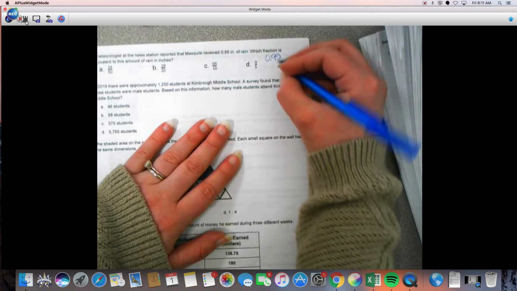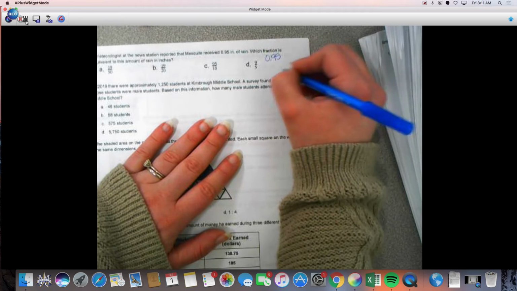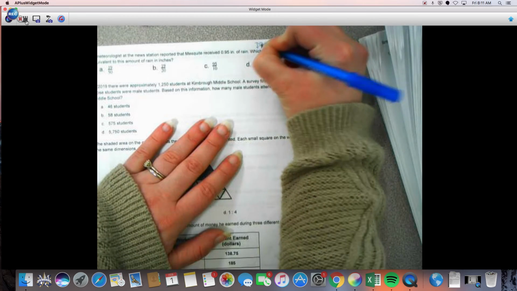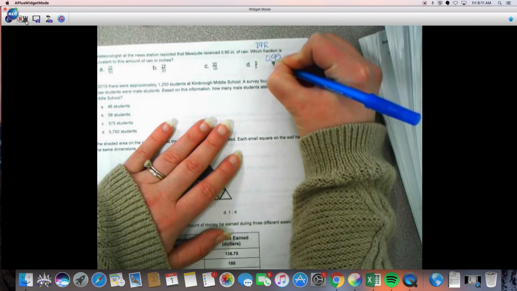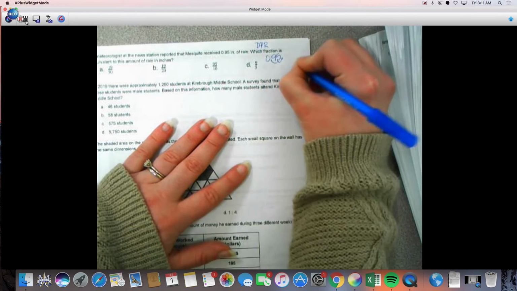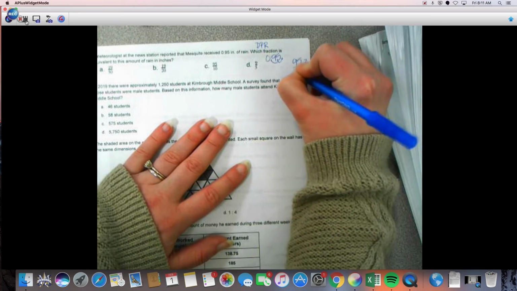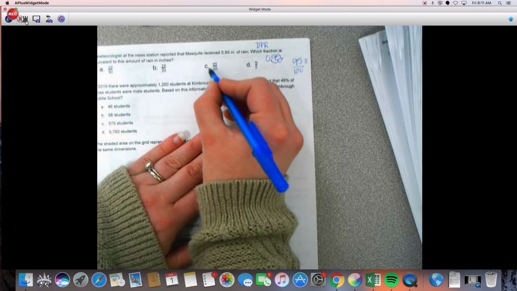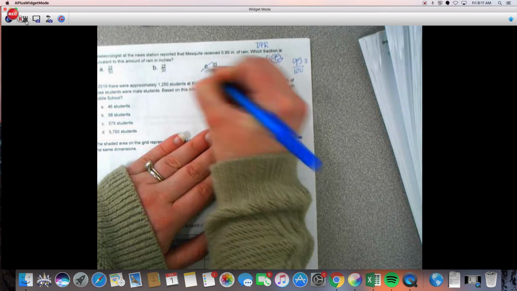First thing I have to do is turn this to a percentage so I can put it as a fraction. I know decimal to percent, Dr Pepper rules. So I'm going to move this 2 places to the right. So I have 95% over 100. If I reduce this, I know now that C is not right. This should be 100.